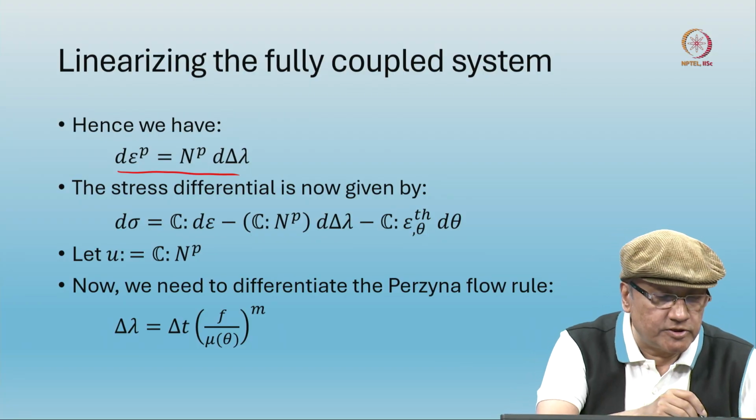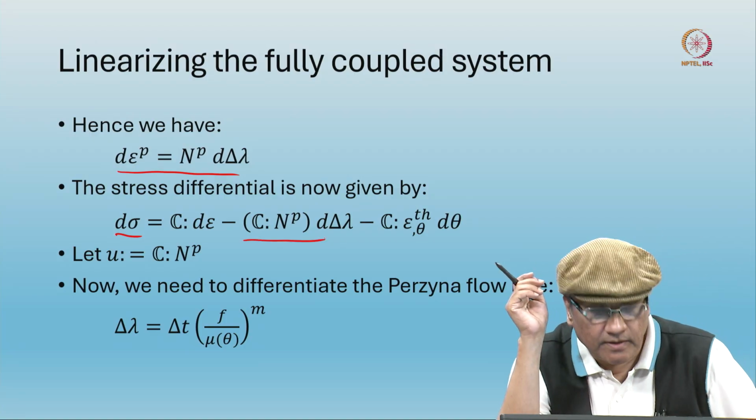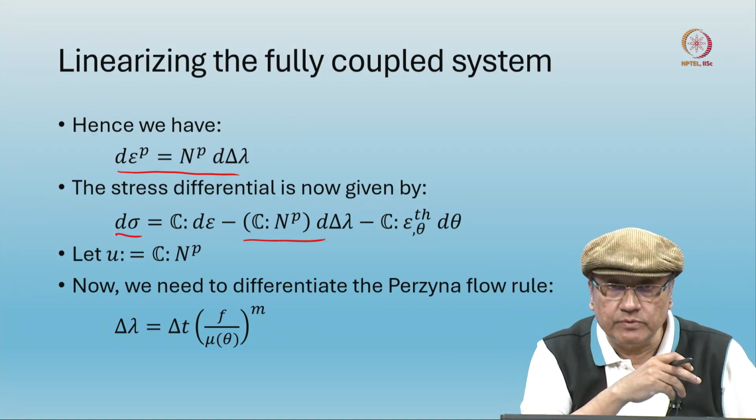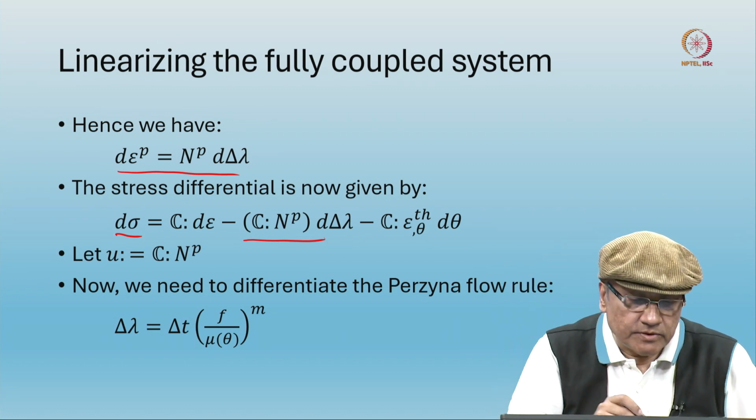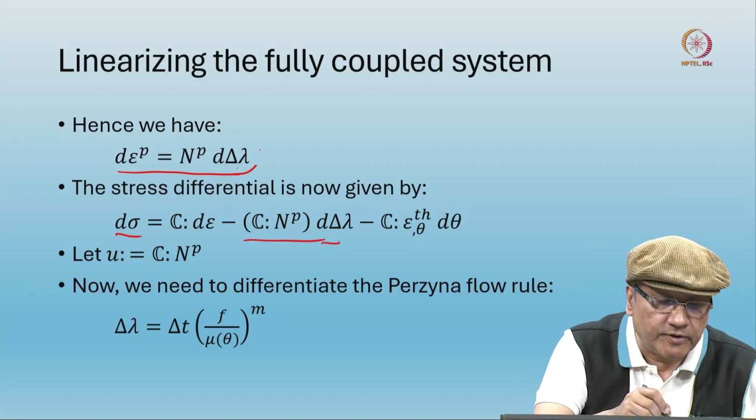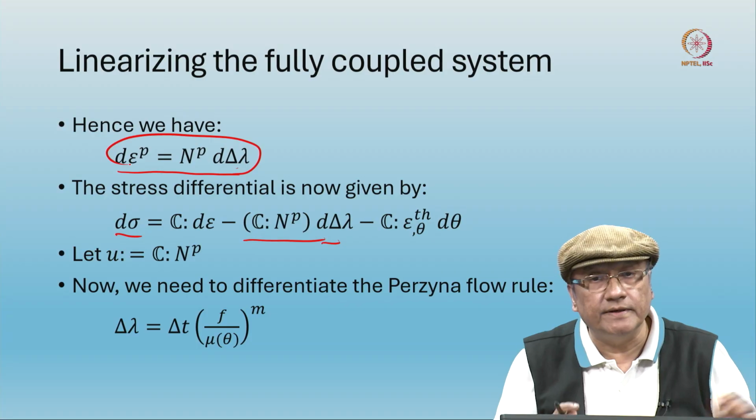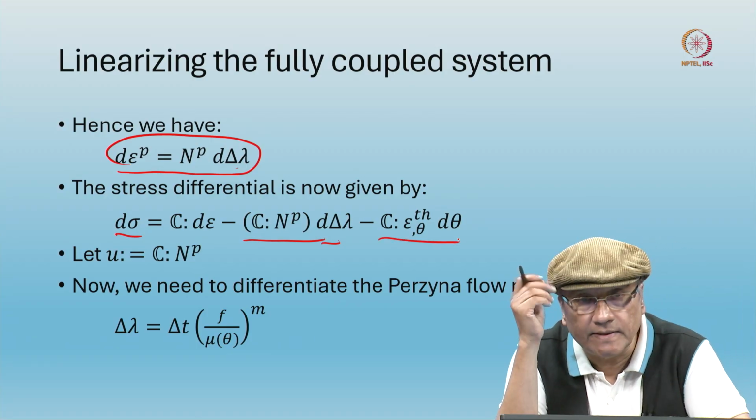The stress differential d sigma had a part which is d epsilon p, you recall. Of course it was pre-multiplied by the elasticity tensor C. So that now takes this form by putting d epsilon p from here, substituting it from here, we get this, and of course we have the thermal part sitting as before.